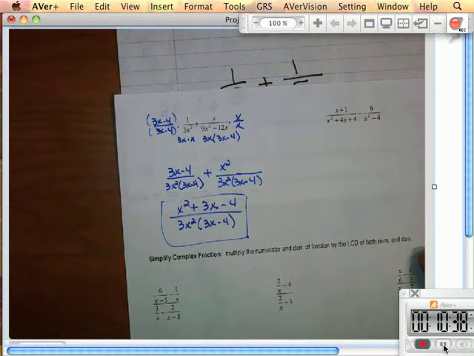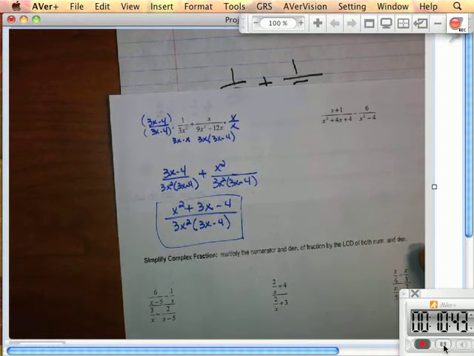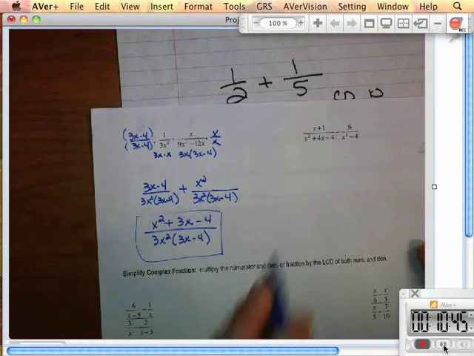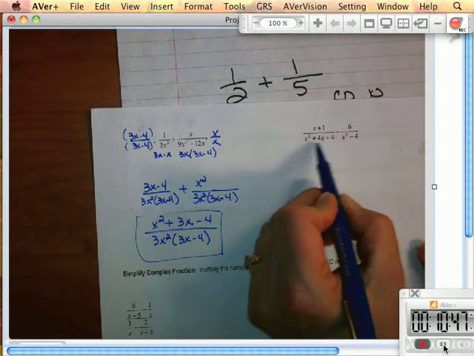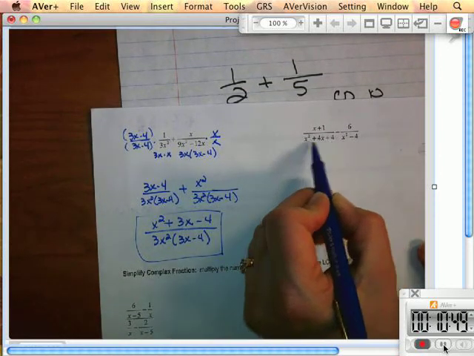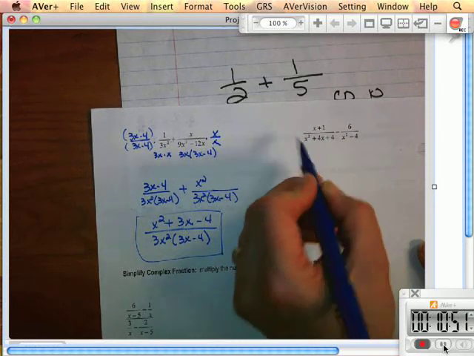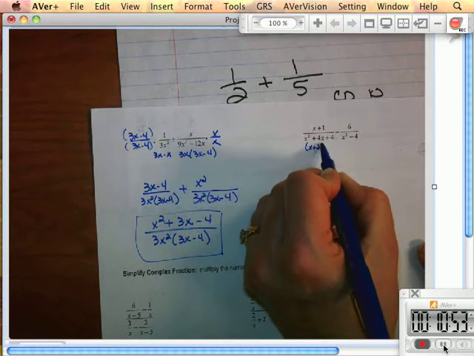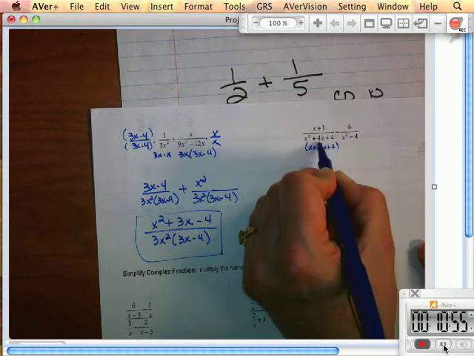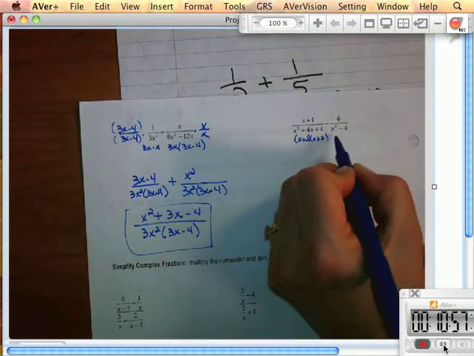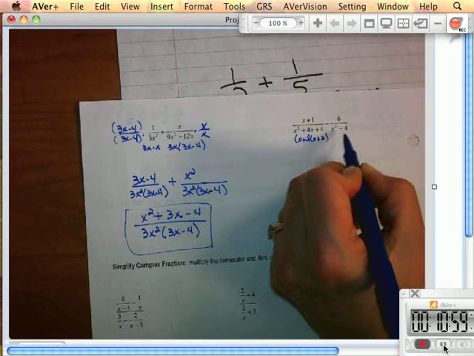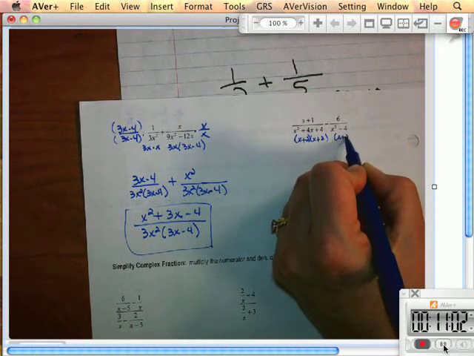This one's just like this. Do we need to do another one? Let's just set it up. Let's factor this. What would this factor to? Times x plus 2, correct? Okay. And then what does this denominator factor to? X plus 2 and x minus 2.